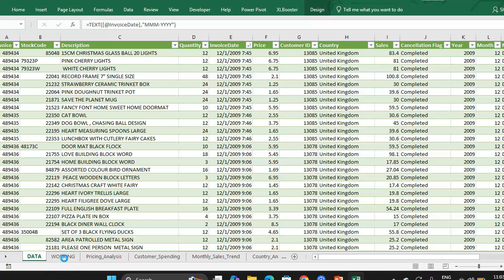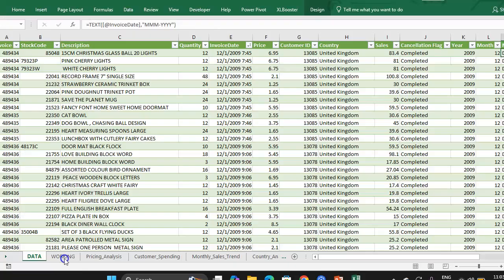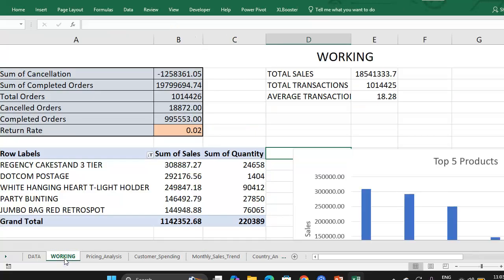The analysis shows that cancellations contribute to revenue loss. Understanding cancellation is important because a high cancellation rate may indicate product dissatisfaction, delivery issues, pricing concerns, or operational inefficiencies.